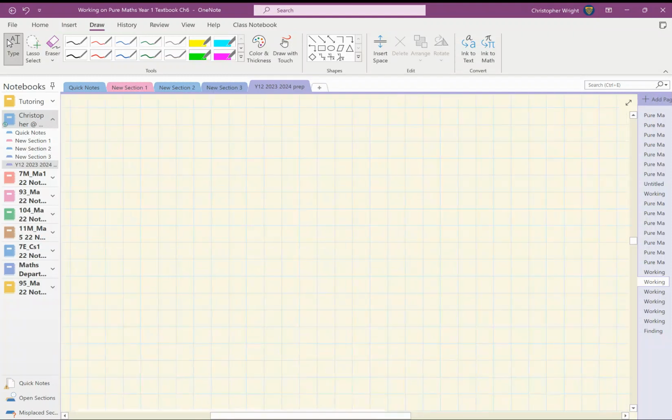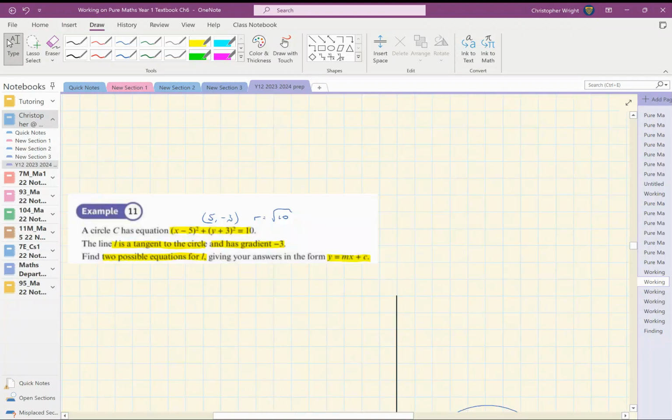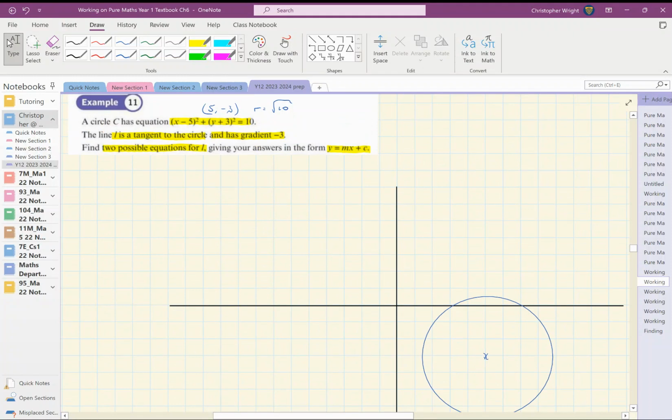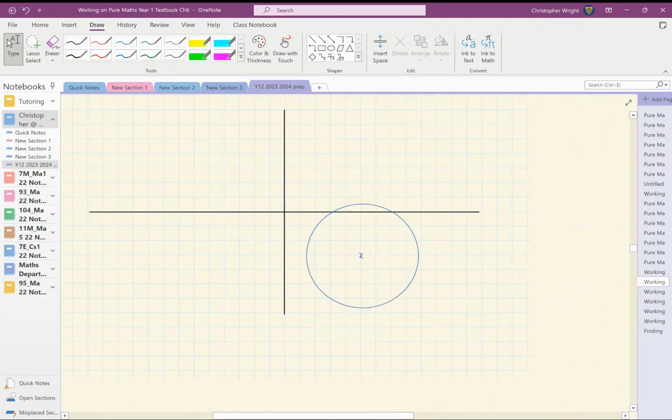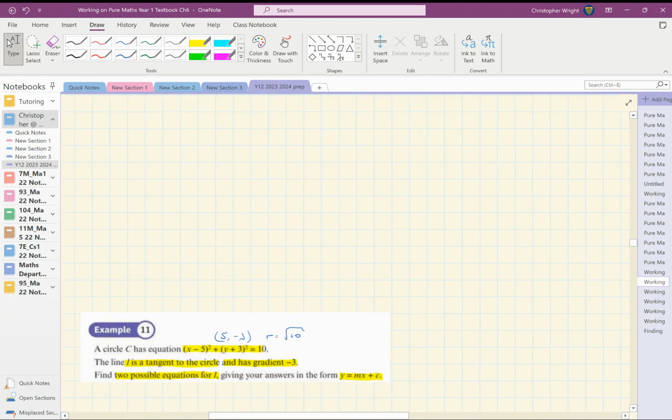I've drawn the circle, and here's my circle. You can see that it has a centre at (5, -3), and it has a radius of a little more than 3. I'm just going to write (5, -3) here, because that's the centre of the circle. Now, let's continue with our diagram.